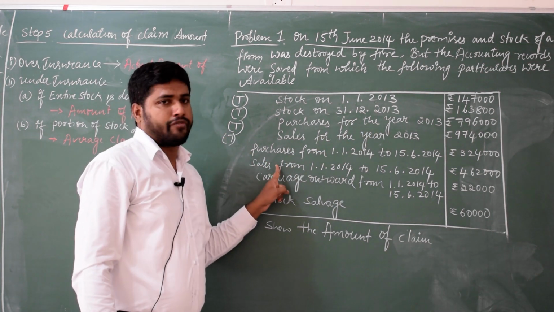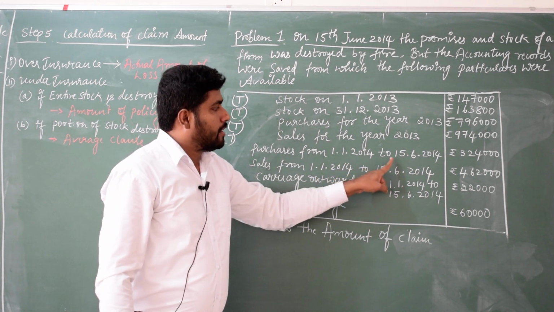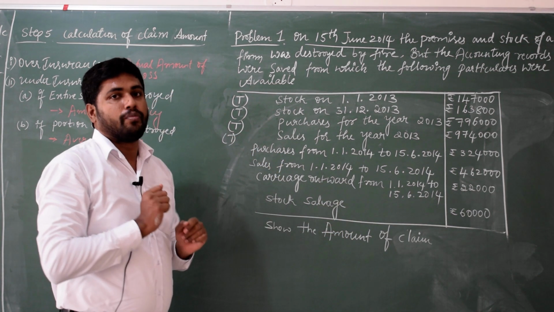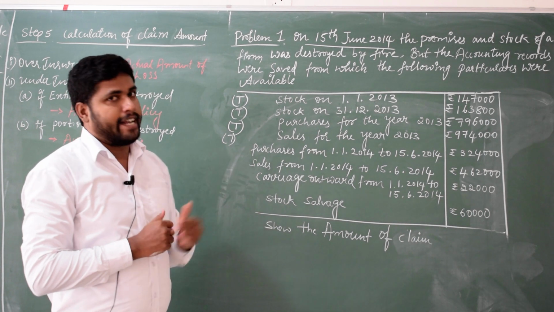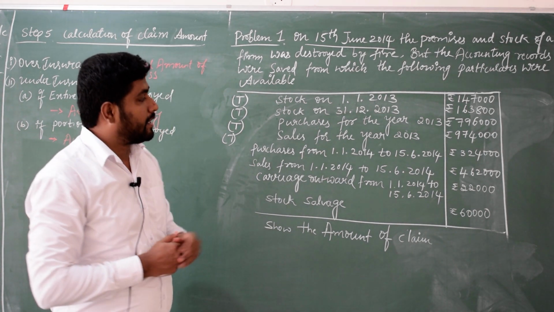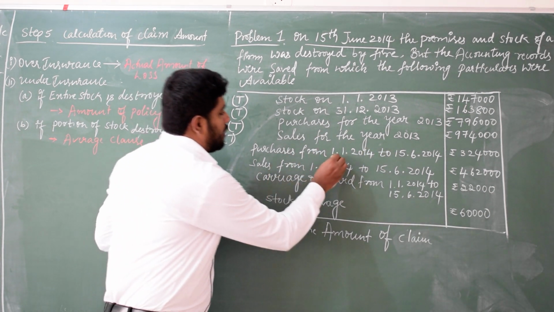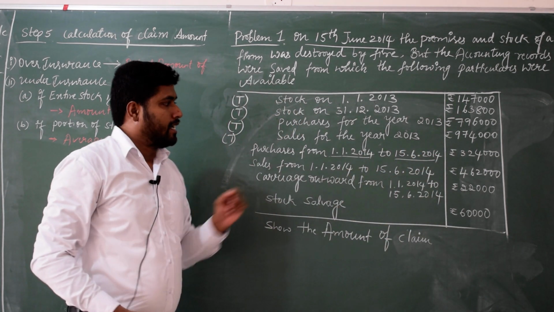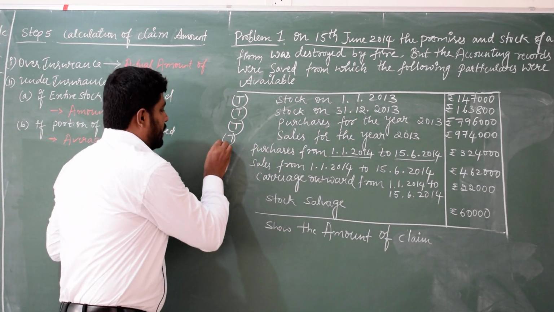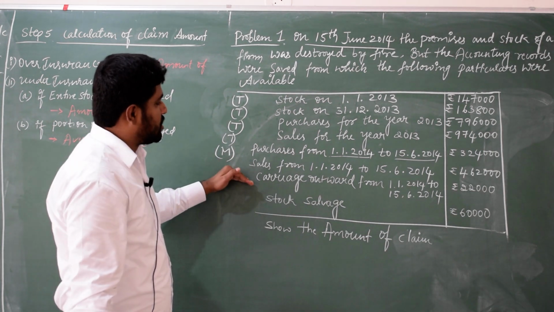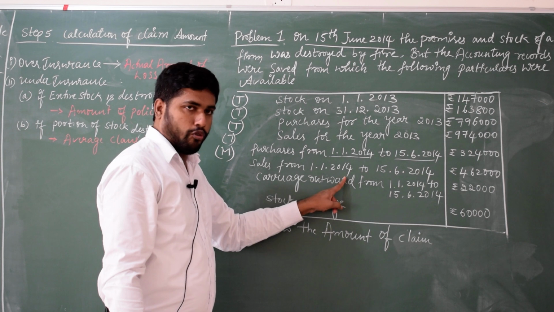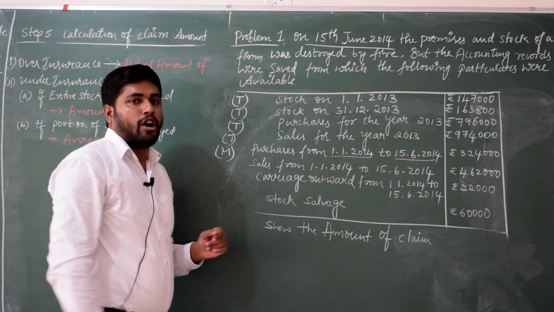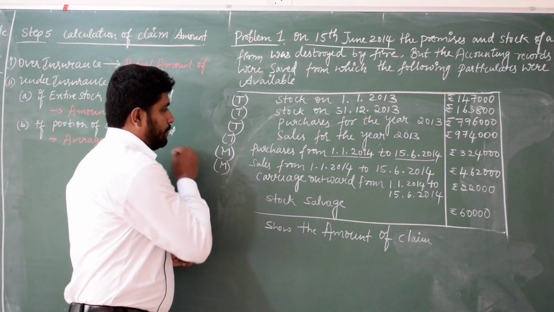Now, purchases from 1/1/2014 to 15/6/2014. This data belongs to the memorandum trading account, because the memorandum trading account is prepared from the beginning of the current year, 1/1/2014, till the date of the fire accident. The next information is sales from 1/1/2014 to 15/6/2014. Again, this data belongs to the memorandum trading account.